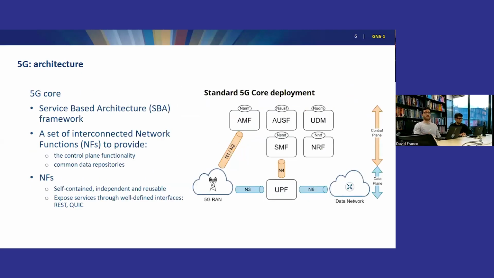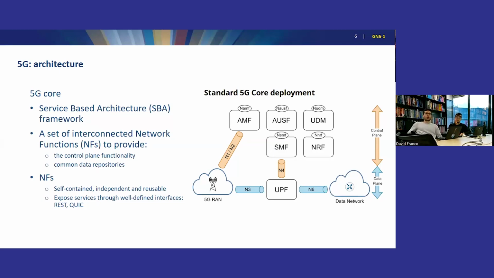Then inside the 5G core, which is a bit different from the radio access network, it follows a service-based architecture, which means it is a composition of interconnected network functions instead of being a monolithic component as it was in previous generations. Each network function is self-contained and independent, and the most important thing is that it exposes services through well-known interfaces such as REST, HTTP, and QUIC.